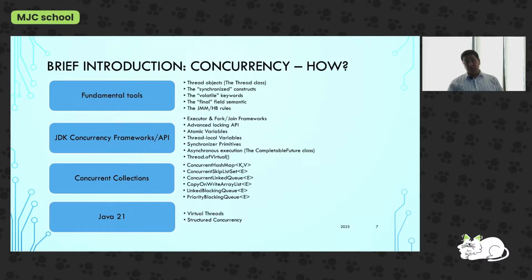So Java 21 brings virtual threads and structured concurrency. Actually, structured concurrency is in preview. It's not officially stable, but virtual threads are already declared stable. So in production, you can use them without any fear.